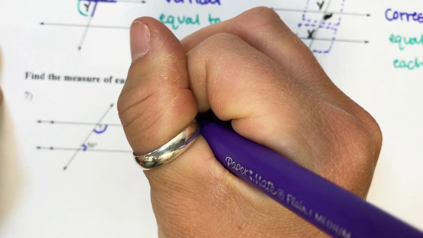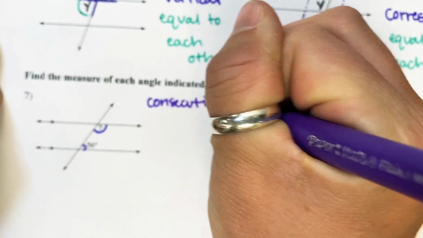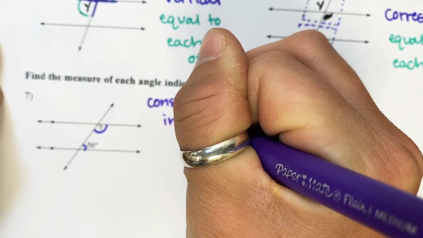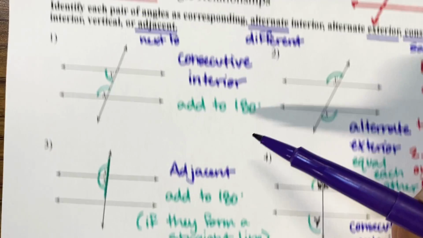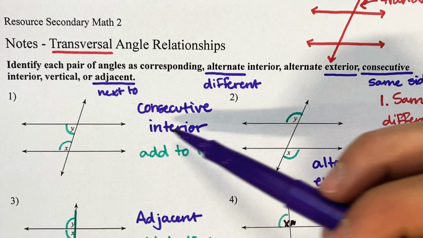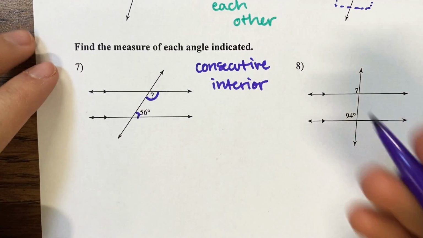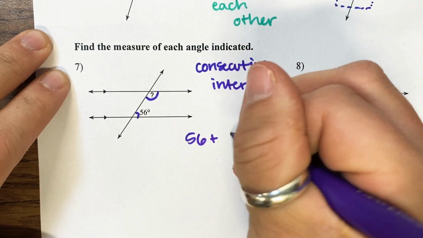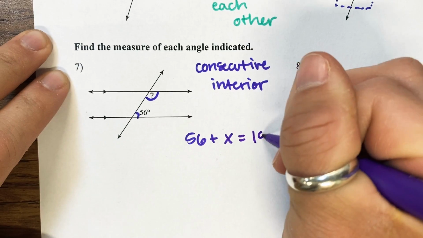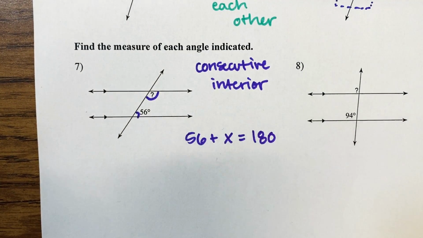So that tells me consecutive interior. Well, consecutive interior, let's look back at number 1. They always add to 180. So we're going to take 56 plus our question mark, I'm just going to call it X, and it equals 180, because both those angles will always add to 180.